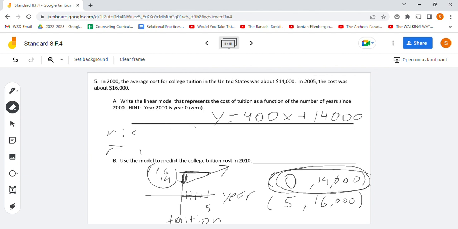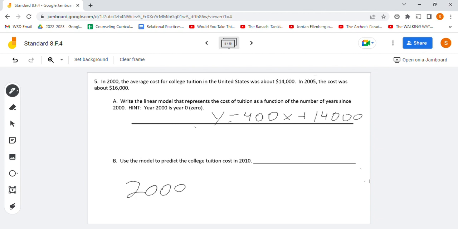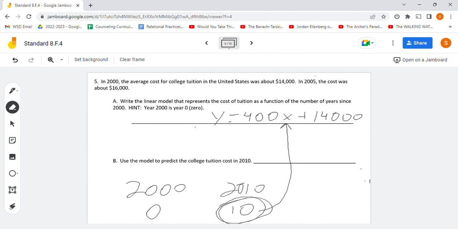Now we're off to the next part. This asks us to use this model. We're going to use the equation to predict the college tuition cost in 2010. Now we have to remember, since 2000 was the year 0, 2010 is going to be the year 10. So when we plug this into our equation right there, we're going to have to remember to plug in a 10 instead of the number 2010.